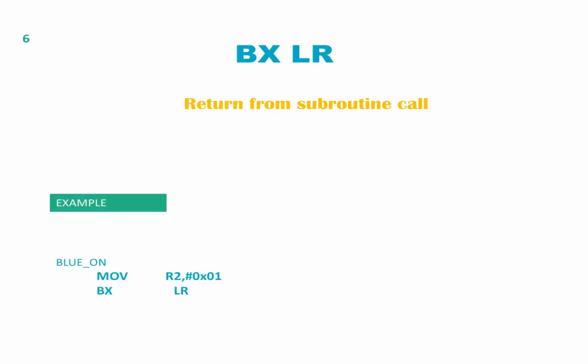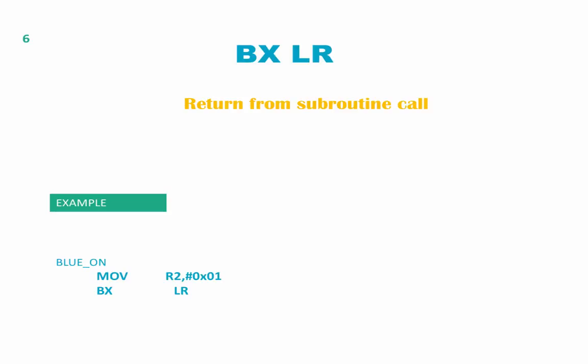An example of this is, let's say we have this subroutine called blue on. So we move the value 0x01, which is the value 1, into R2, and then BX LR, meaning it returns the value to the function that was running before jumping to this subroutine. It returns the value after it's run this code. It keeps the value of R2 when it goes back to where it jumped from.